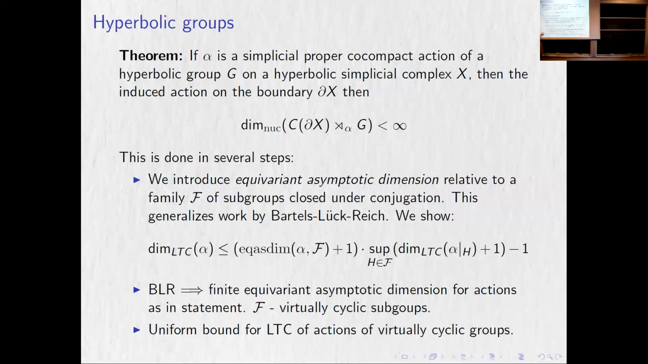And we show that the LTC dimension is controlled by this equivariant asymptotic dimension relative to a given family of subgroups, times the LTC dimension of the actions of those subgroups. Okay, the subgroups turn out to be the stabilizers, right? So for an action of a hyperbolic group on the Gromov boundary, the stabilizers are virtually abelian groups. So we know that actions of virtually abelian groups are, in particular, virtually nilpotent, right? Or actually they're virtually cyclic. Sorry, they're virtually cyclic, so this we know how to bound by our previous results, right?